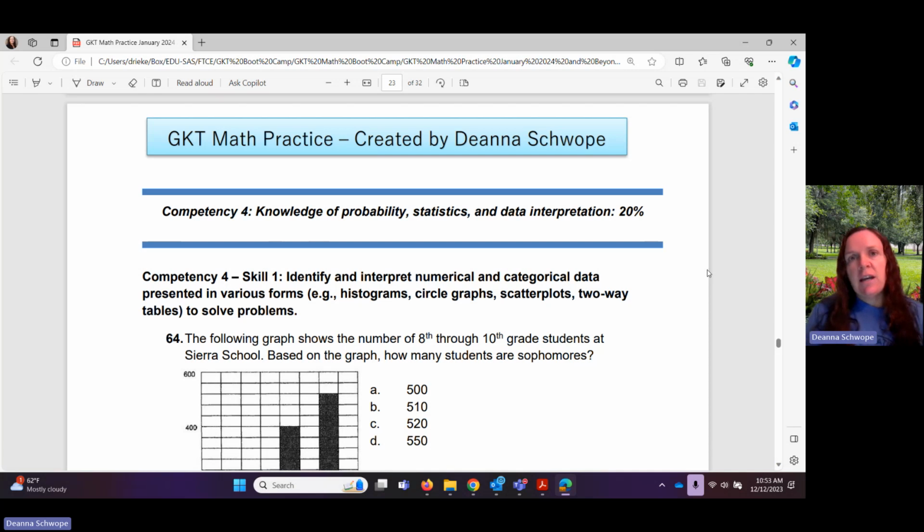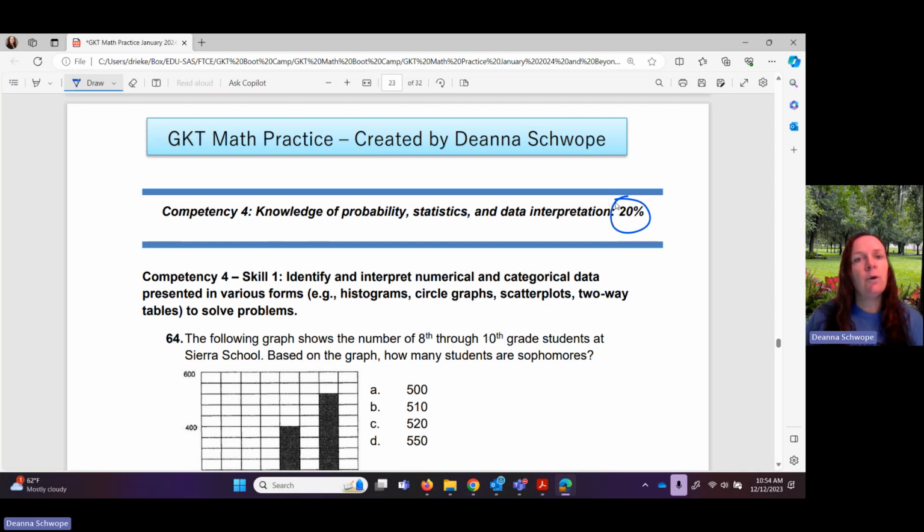The test did change as of January 2024, so that's why you're watching these new videos, and you'll notice that the percentage of the section for Competency 4 has gone down significantly. It was about 33% before, now it's 20%. So this section did change. We did remove some parts and add some other places on the test. So just keep that in mind.